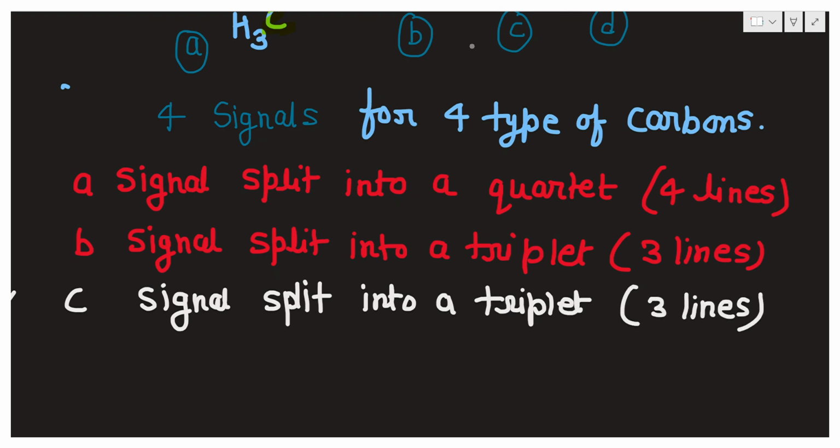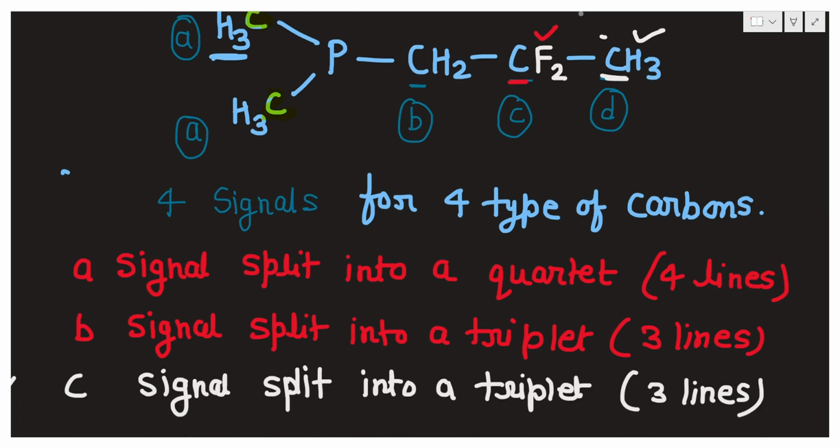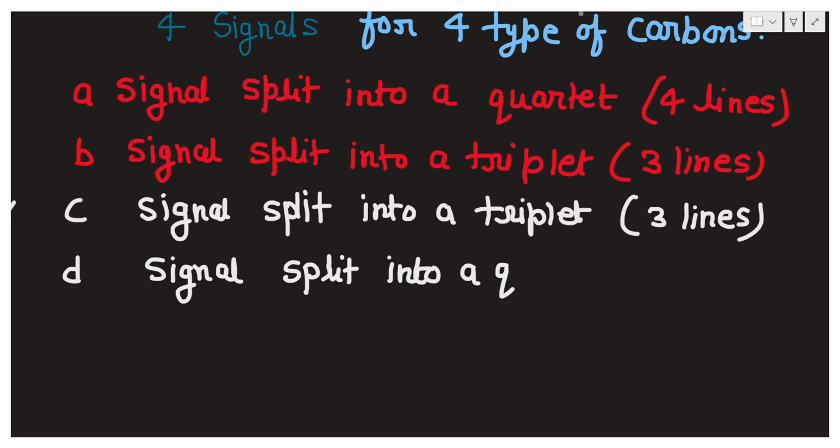Now you can judge the D type of carbon atom. This is the D type of carbon atom. This is in contact of 3 protons. So you are getting 3 plus 1, which means 4 lines. This will split into 4 lines. So the signal splits into a quartet, meaning you are getting 4 lines here.